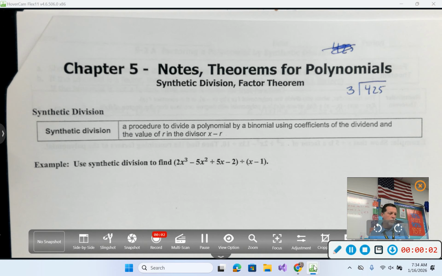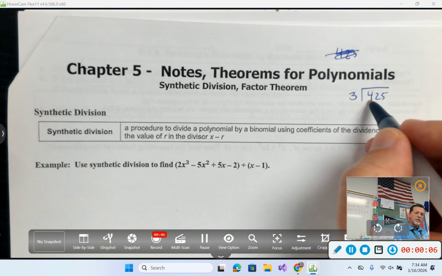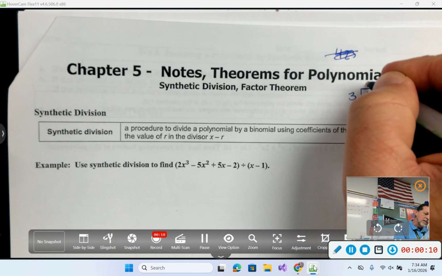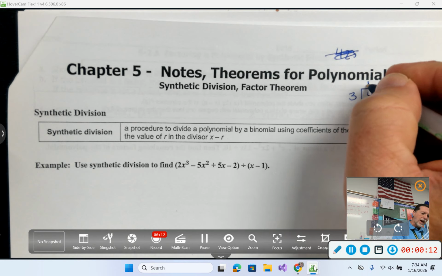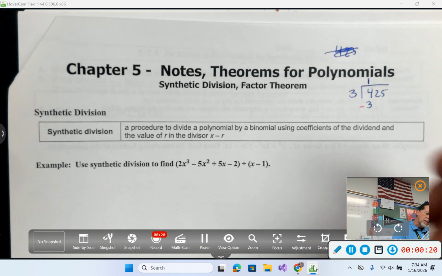So let's start with 425 divided by 3. How many times does 3 go into 4? Once. And then we multiply it back. 1 times 3 is 3. What do we do with that 3? Subtract it. Subtract the 3.